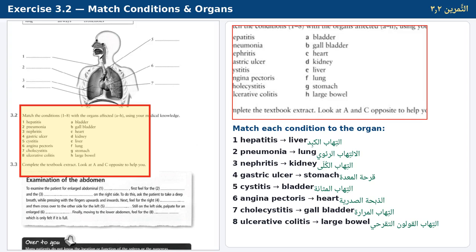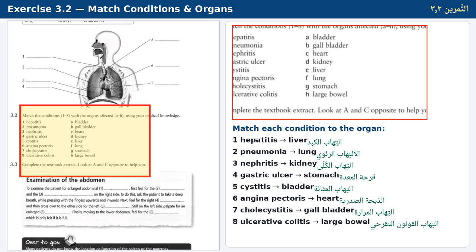Number 5. Cystitis. Cystitis affects the bladder. Number 6. Angina pectoris. Angina affects the heart. Number 7. Cholecystitis. Cholecystitis affects the gallbladder. Number 8. Ulcerative colitis. This affects the large bowel.